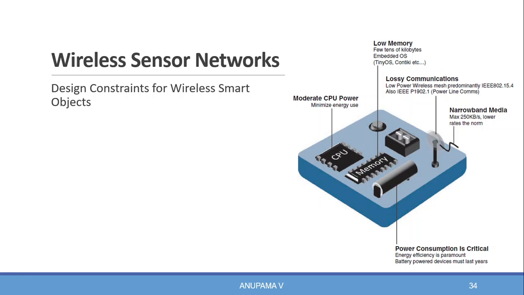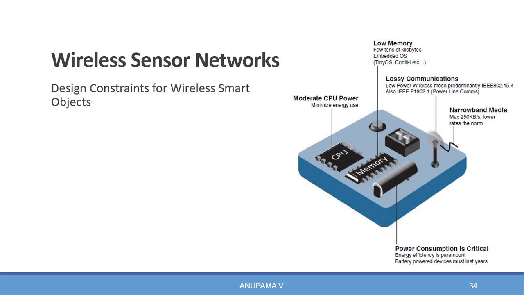Then lossy communication, low power wireless mesh, predominantly IEEE 802.15.4, which is lossy communication. We'll learn about the communication protocols in the coming sessions. Narrow band media, maximum 250 kilobits per second, lower rate the norm.